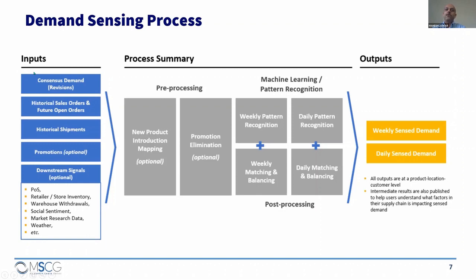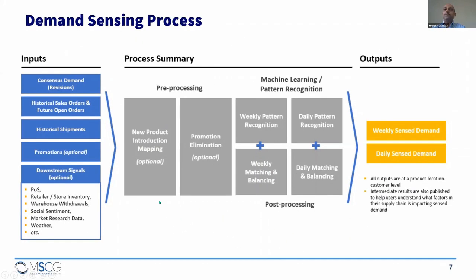So consensus demand, which is the output from the demand planning, is in weekly buckets. Then you've got historical sales orders and future open orders, historical shipments or deliveries. You can also use promotion data here at a product location customer level. And also you've got downstream signals. So in this example, we'll be using point of sales, customer point of sales. We can also apply store inventory, customer store inventory, and many other inputs.